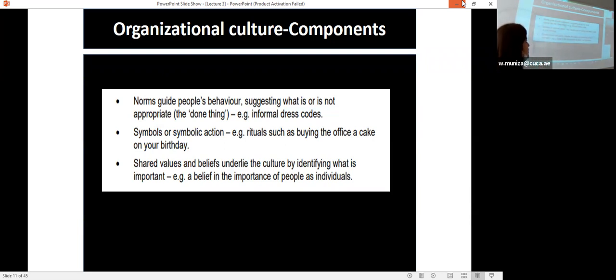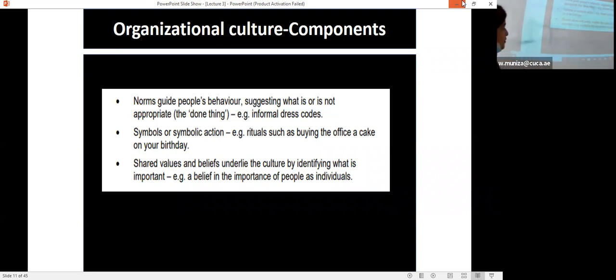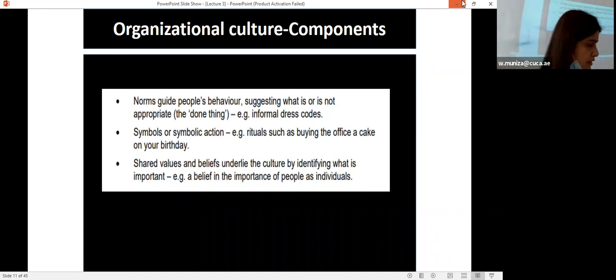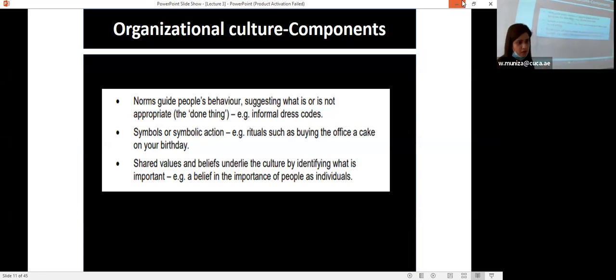The second one is symbols or symbolic actions, that is, rituals, such as buying the office a cake on your birthday. So whatever is expressed by your action can also become the culture of the organization. Like the example they have given, in some organizations informal practices go on. Say, for example, there is a birthday and the employee, or even students, bring a cake to celebrate. If it becomes the normal practice, it is the culture of the organization. Every person comes to know it with the passage of time, and those symbolic actions will become the assumptions and beliefs of the new person also.